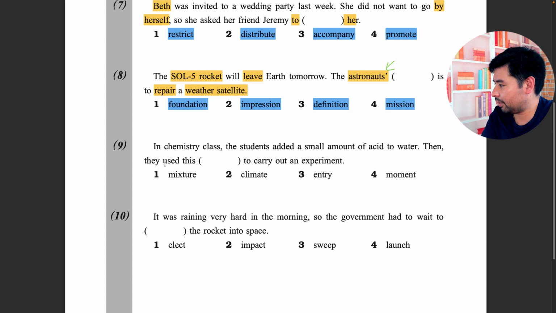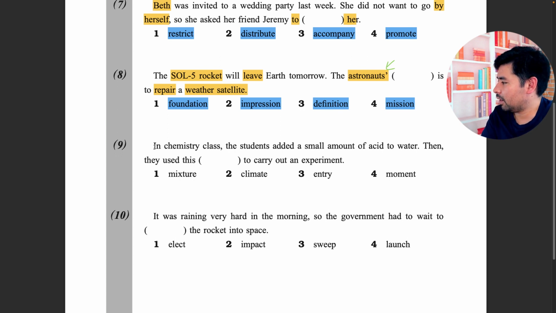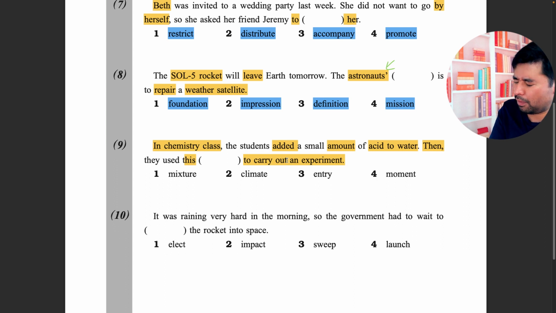Next one, going down here. In chemistry class, chemistry is a school subject like math, Portuguese, geography. We have chemistry. So the students added a small amount, amount like quantity, of acid to water. So it's an experiment. Then they used this to carry out an experiment. Again, let me go back here a little. Carry out. Very important word.